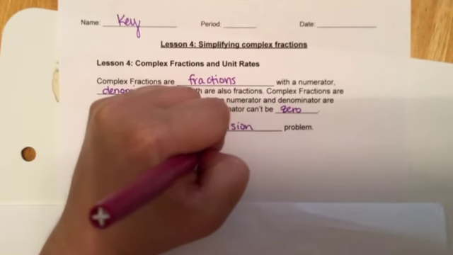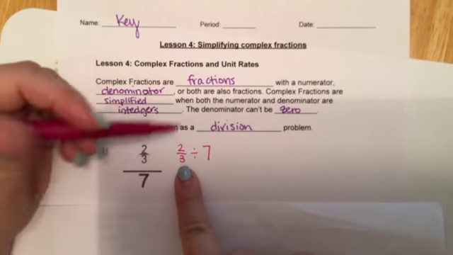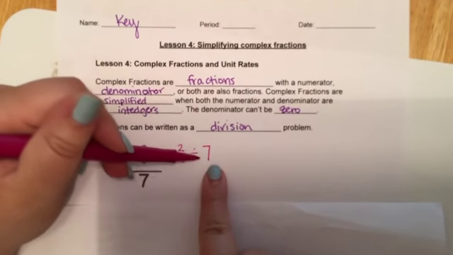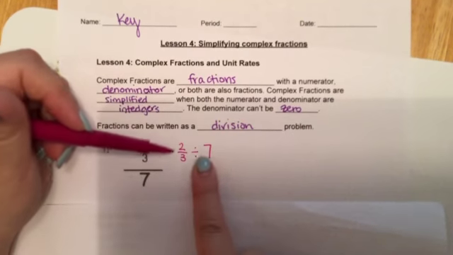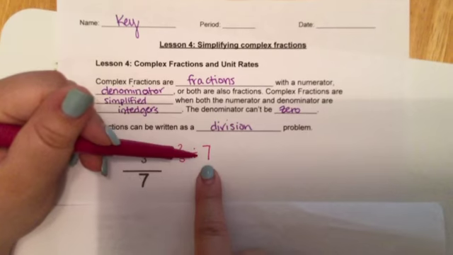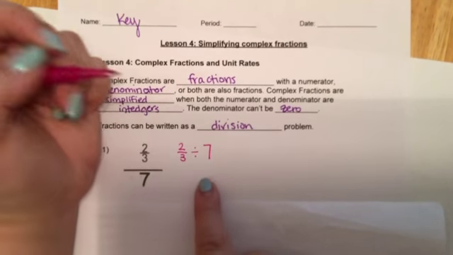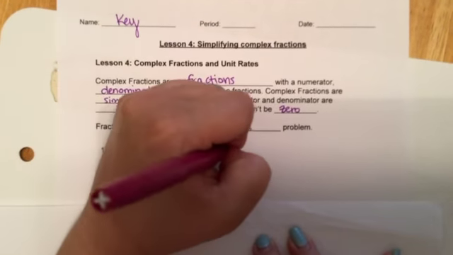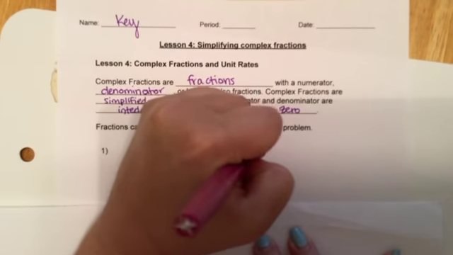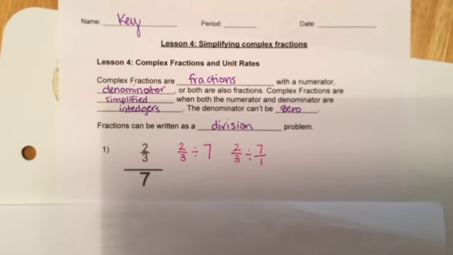2/3 divided by 7. Now, anytime that we're taking a fraction and we're dividing it by a whole number, or vice versa, we're taking a whole number divided by a fraction, we can actually turn this whole number into a fraction by putting the whole number over 1. So let's go ahead and do that. 2/3 divided by 7 over 1. Okay? So that's our new problem.